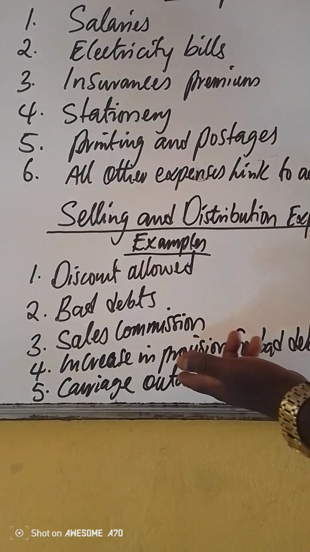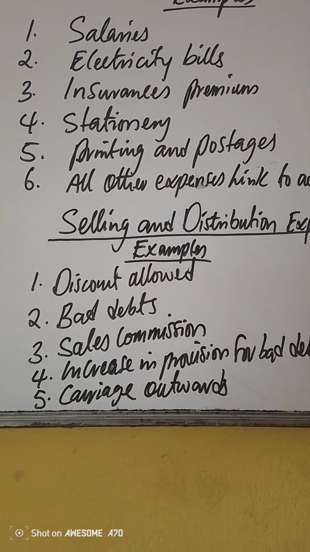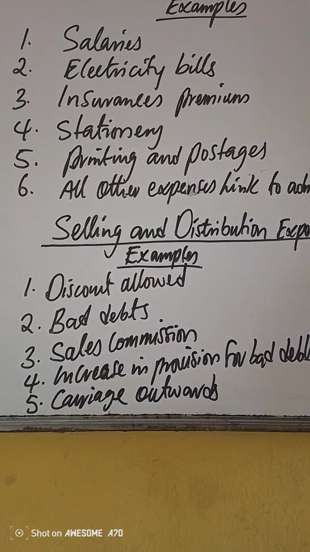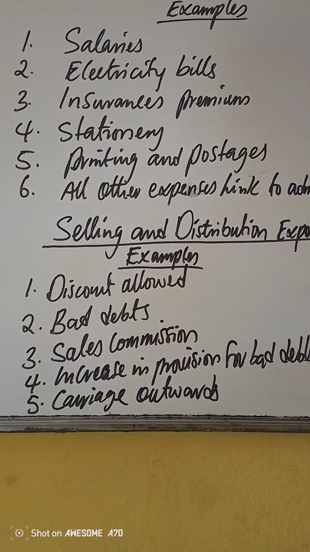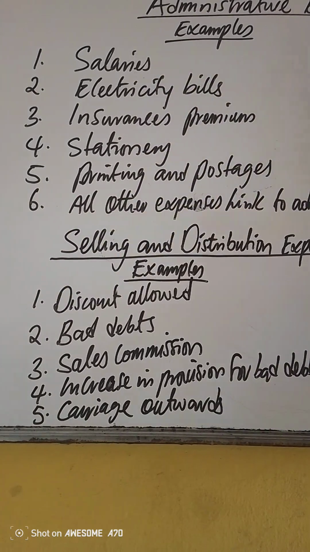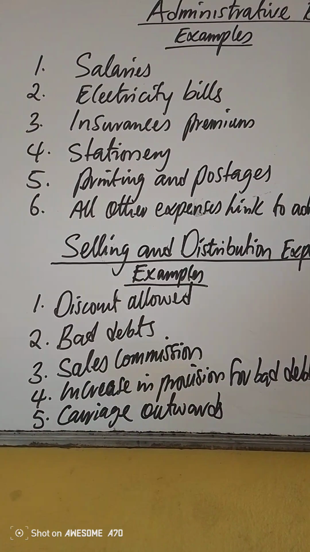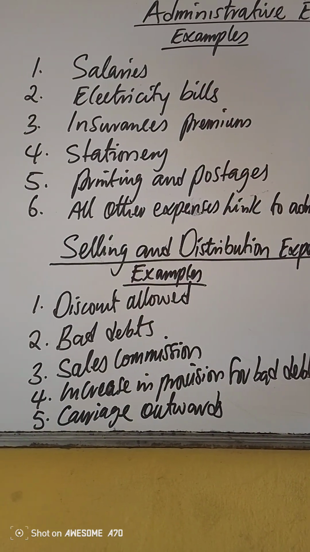We have what is called bad debt. Bad debt results as a result of sales. When sales are made and customers cannot pay all the money they're supposed to pay on their bills, in that case it results in bad debt, which is under selling and distribution expenses.